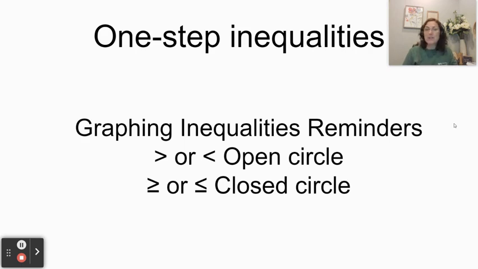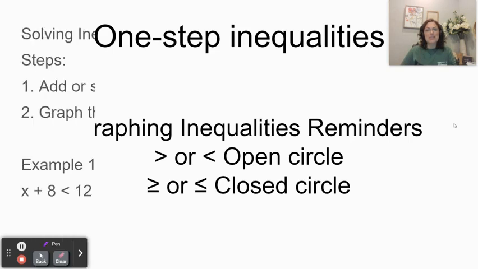Now, before we jump into some example problems, I want to remind you of how we decide whether a graph is going to have an open circle or a closed circle. Anytime we see greater than or less than, without the equals underneath that, we're going to use an open circle. And if we see the equal to underneath it, like in the second row, greater than or equal to, less than or equal to, we'll use a closed circle. Let's do a couple of examples to show you this.